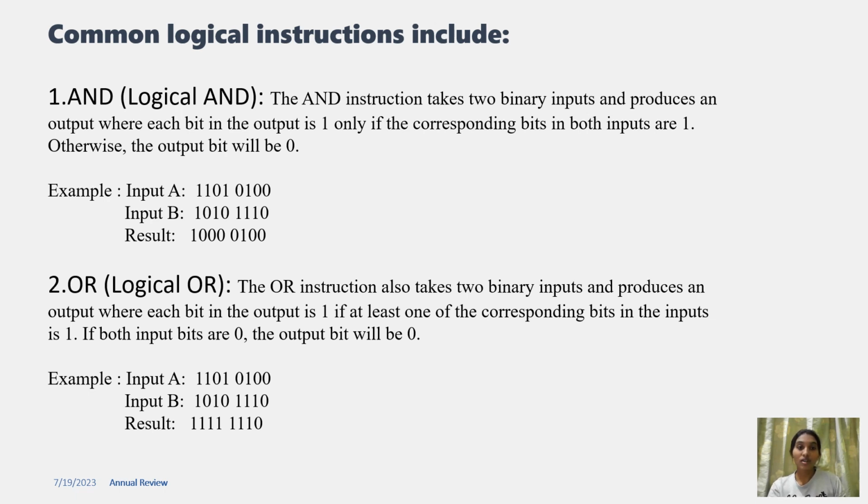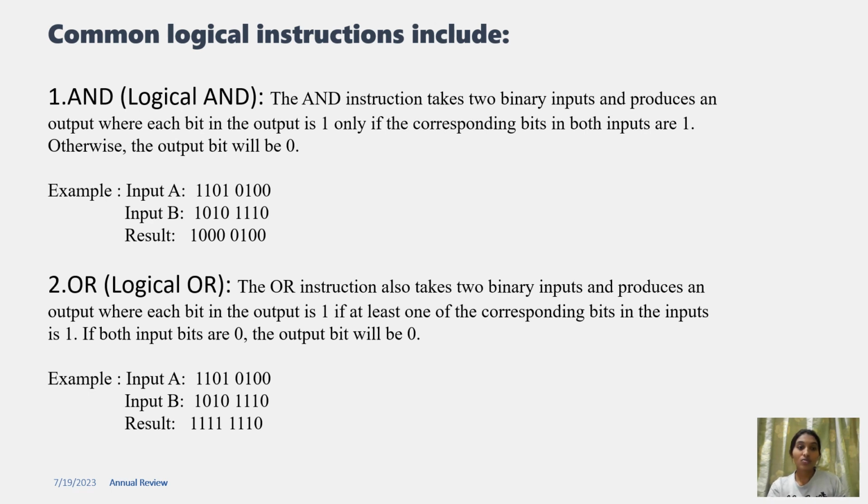If input A is 11010100 and input B is 10101110, then the result will be 10000100, because if both the inputs are 1, then the result will be 1. If input A is 1 and input B is 0, then the result will be 0. If input A is 0 and input B is 1, then the result will be 0. If the inputs are different, then the result should be 0. If both the inputs are 1, then the result will be 1. And if both the inputs are 0, then the result will be 0.